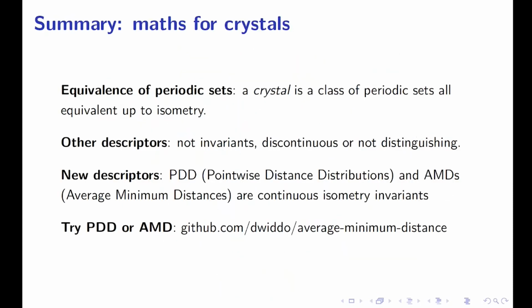So a summary, because I think I may have run over. We defined what a crystal is rigorously and mathematically, and then shown that our tools actually are well defined on that definition. As we wanted, continuous isometry invariants, and distinguish things quite well. And if you want to try this stuff on your own SIFs or whatever, then here's a link to the repo.